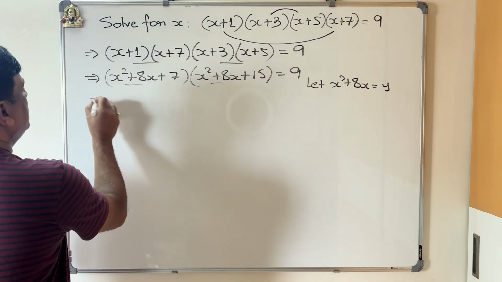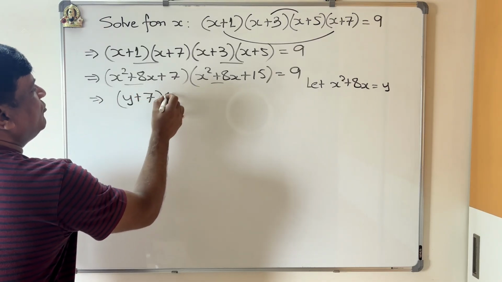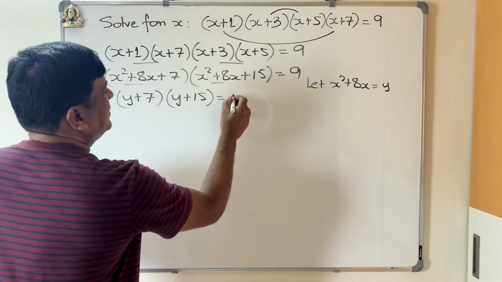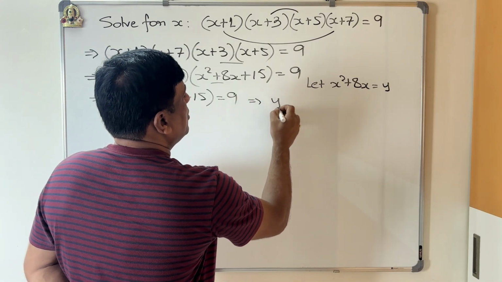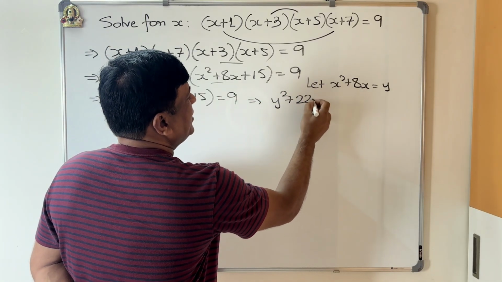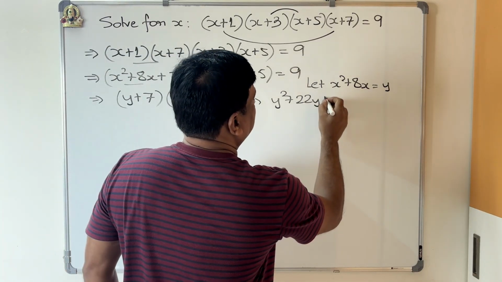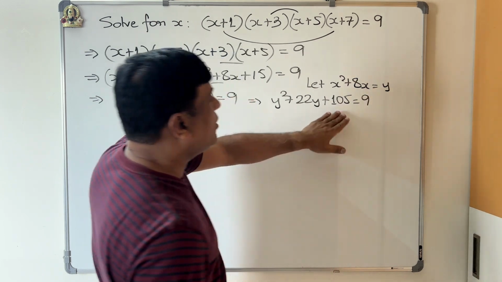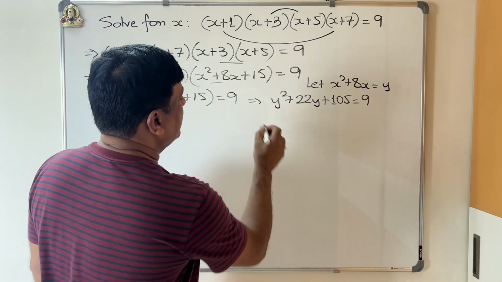What do you get now? You get a simpler value: y plus 7 times y plus 15 is equal to 9. When you multiply these two, what do you get? y square plus 22y plus 15 into 7 is 105, equal to 9. You're getting a quadratic equation. Now, can we go ahead and solve this quadratic equation?